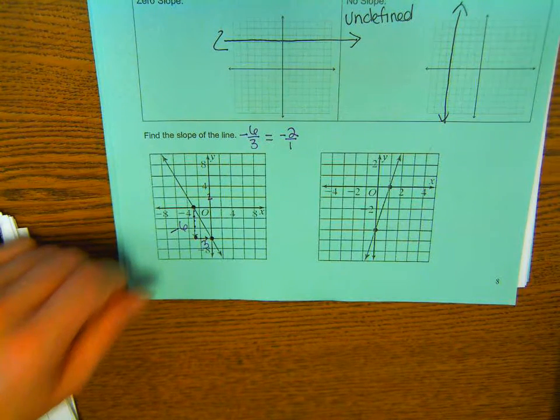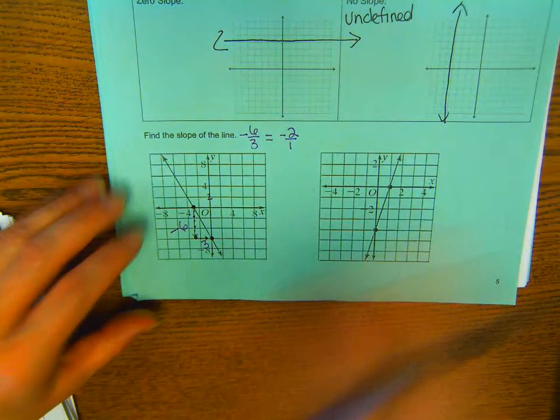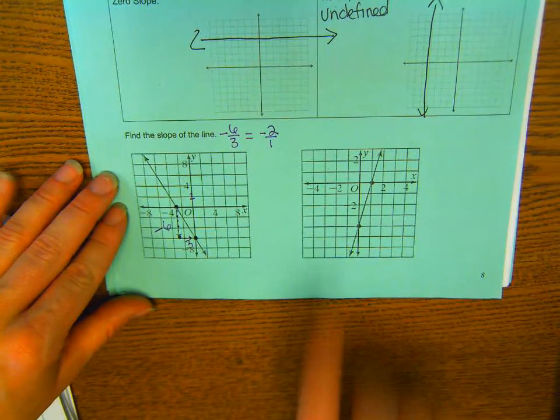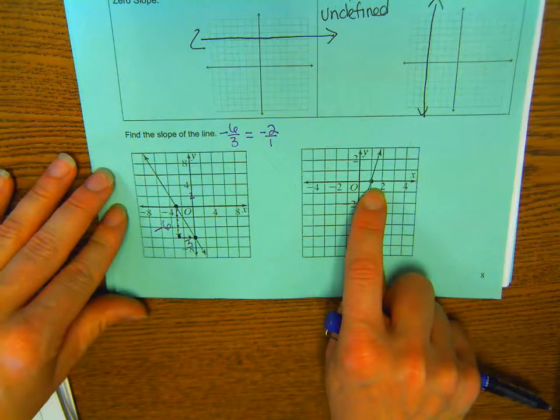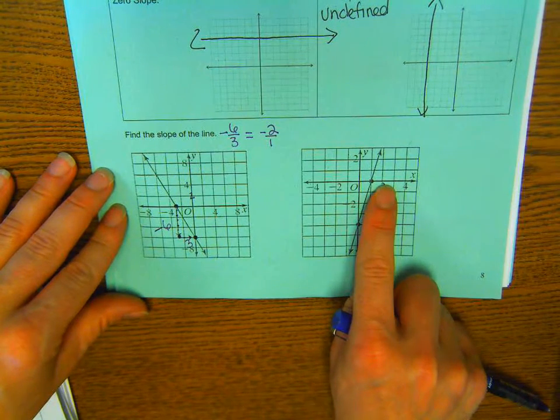Alright, let's do this one. Now let's look at the scale on this. Do you see that this is a scale of 1? Mm-hmm. So now I can just use the grid both ways. This is 1, 2, 3, 4.